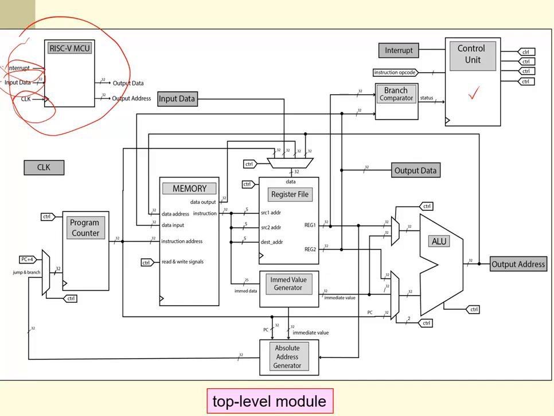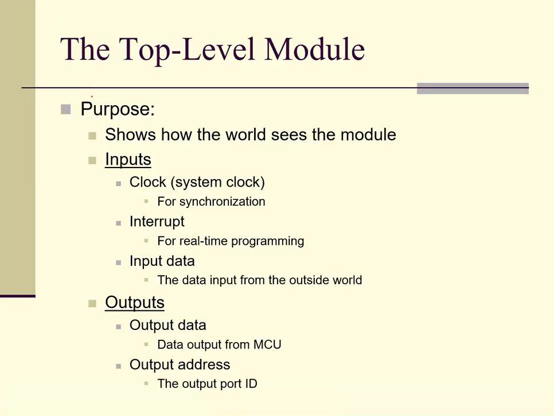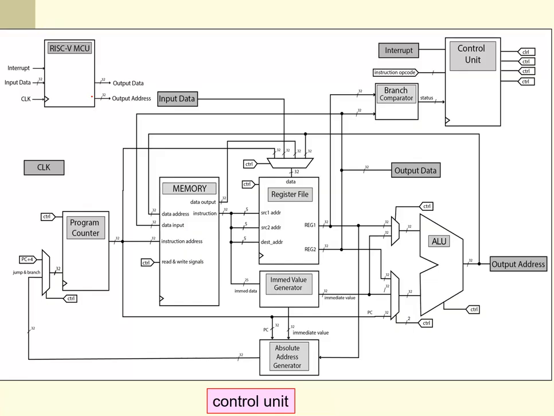Okay, so in the output, essentially, this is a microcontroller that outputs data. There's the output data, and it outputs the port ID also. Both the data and the port address are used by the level of hardware above this RISC-V microcontroller that you don't see here, beyond the scope of this class, but it's actually super important stuff. Okay, and that's the top level information. And next we're going into the control unit.